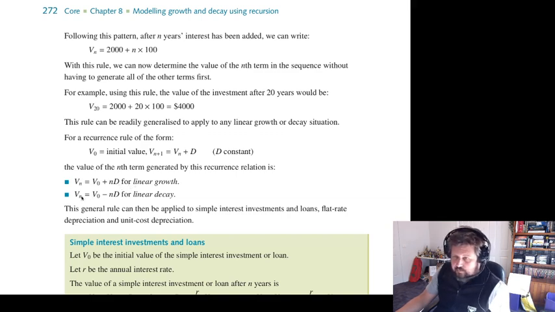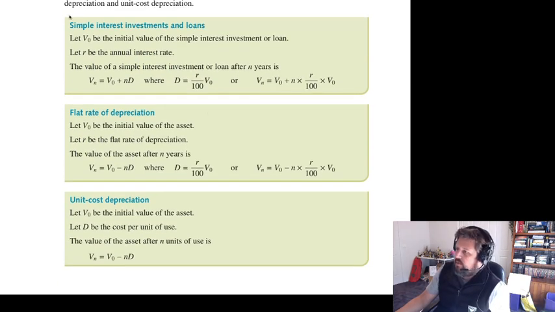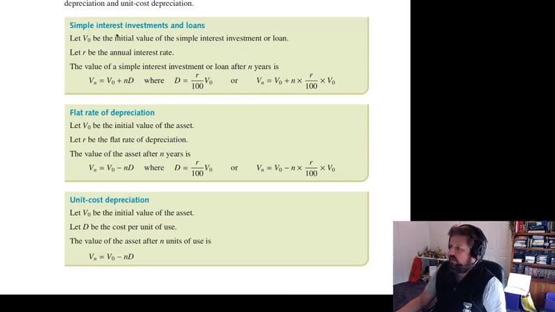On the other hand, if it's going down, linear decay, it's going to be the initial amount minus n multiplied by d, the constant there. This is the one that I would definitely be writing down in your notes. For simple interest investments and loans, obviously that value gets added on. It's going up, so here you notice it's adding on n times d. Now for simple interest, that d value, and we've spoken about this before, is equal to the rate divided by 100 multiplied by the initial value.